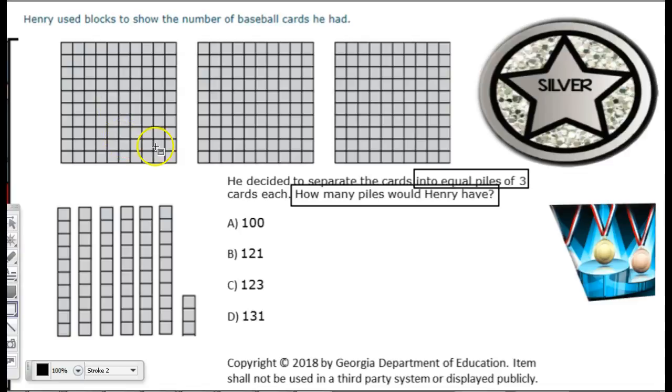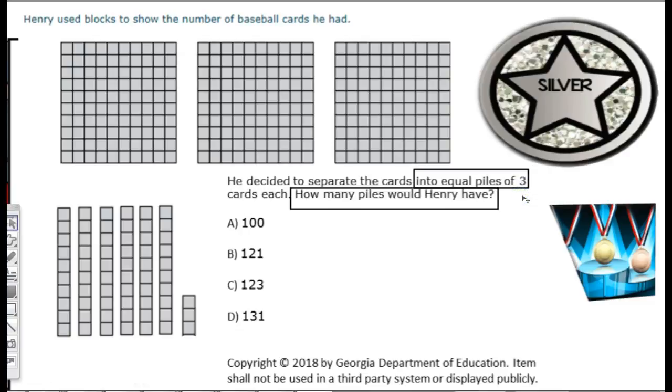So if we have 100, 200, 300, 310, 320, 330, 340, 350, 360, 361, 362, 363. All right, so if I have 363 cards and I want to make them into piles of 3, I wonder what my equation would be, or my operation.